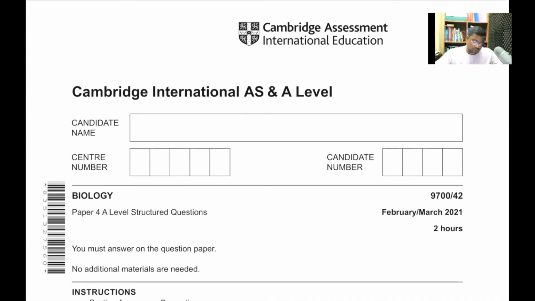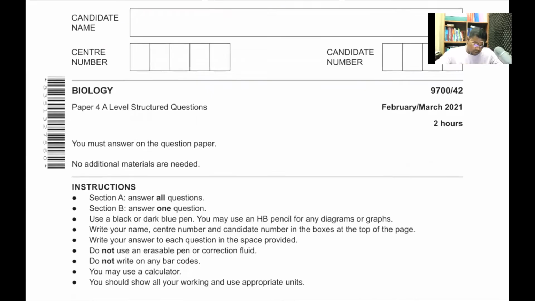Hello everyone. Today we'll be solving Cambridge International AS and A level biology paper 4 structured question, February-March 2021, variant 42.